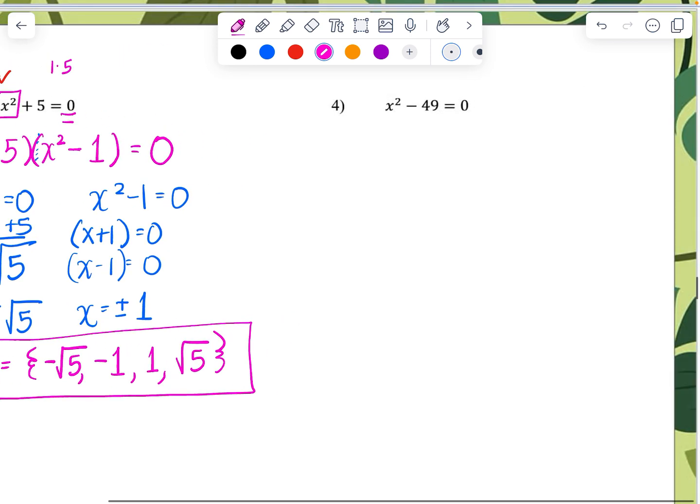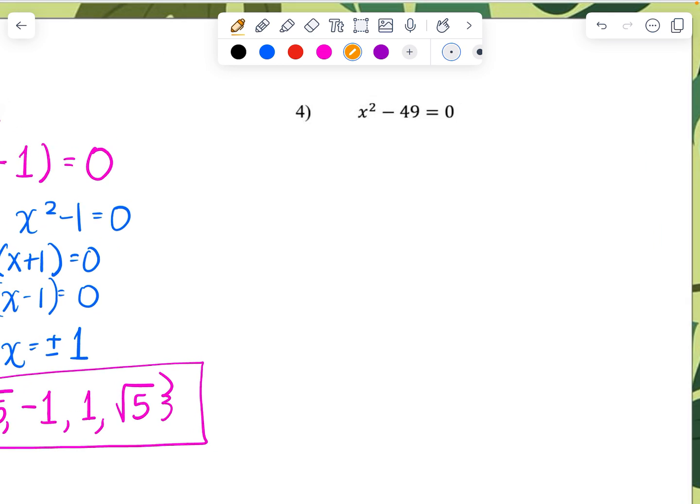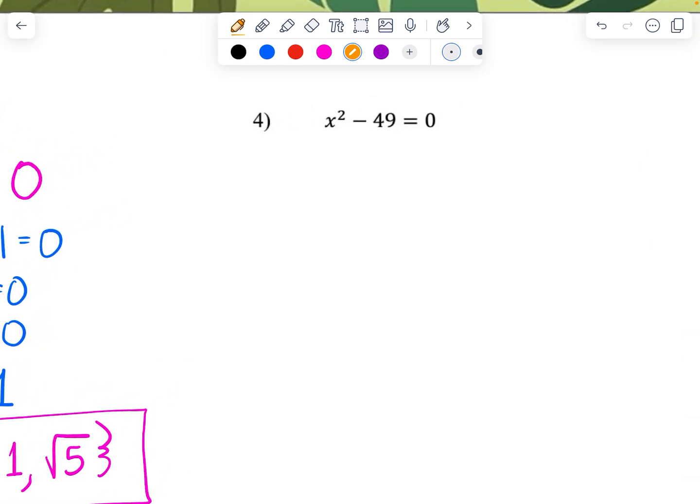All right, number 4. Number 4, I've got x squared minus 49. I'm going to go ahead and use difference of perfect squares, but again, this one could be used because we have that square root. We could use a quadratic formula, we could use square roots, or we could factor. I'm going to go ahead and just factor.